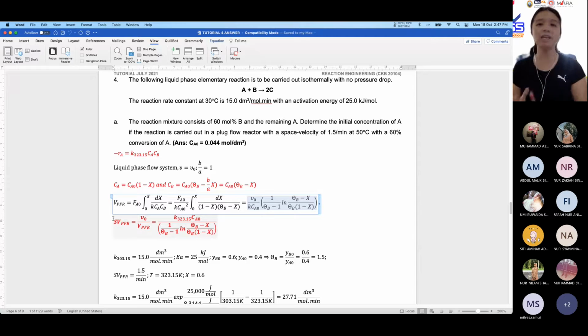Okay, so this part you have to remember. In chapter 2, we learned about space time and space velocity. What's the difference? Space time is volume per inlet volumetric flow rate. Again, space time is volume per inlet volumetric flow rate. Space velocity is just the reverse: inlet volumetric flow rate per reactor volume.